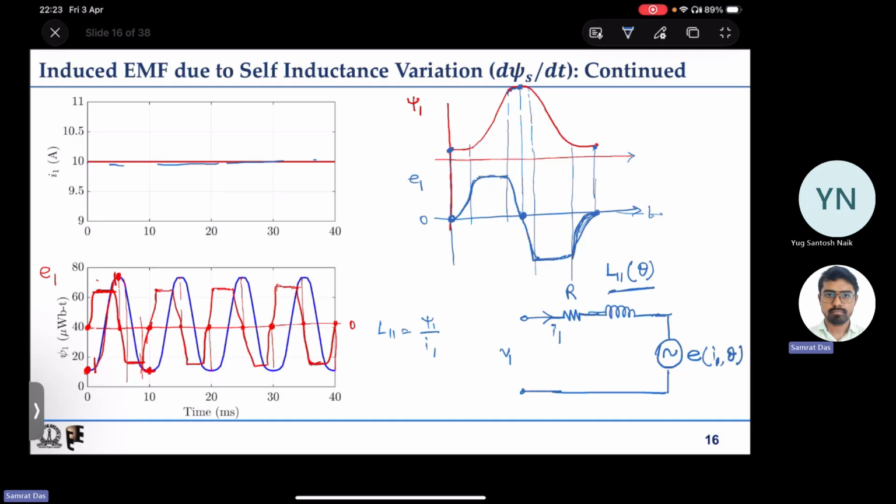If I do the same thing for different currents, we'll be able to see that the induced EMF will be different. So this is how to represent this type of coil, where the self inductance is varying, and this is the case for a machine called SRM, or the switched reluctance machine.